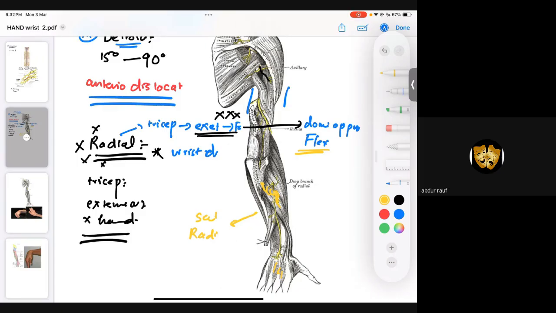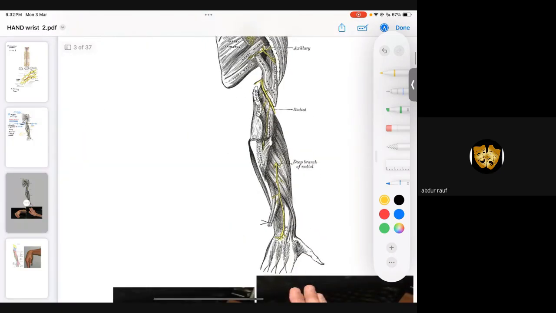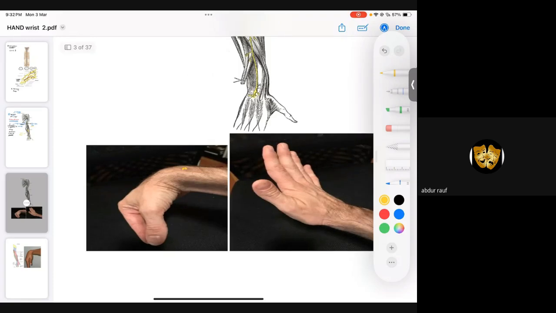So here you guys can see this is your wrist drop, right? If all of the extensor muscles are gone, the flexors are going to be dominant. Once they are dominant, you are going to see wrist drop. Is that clear?